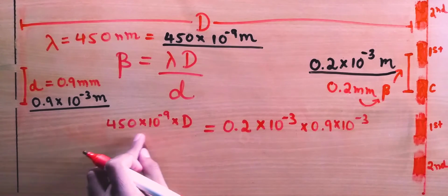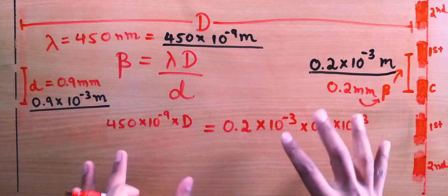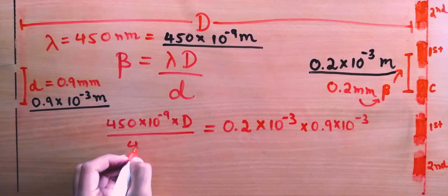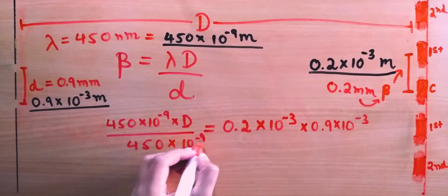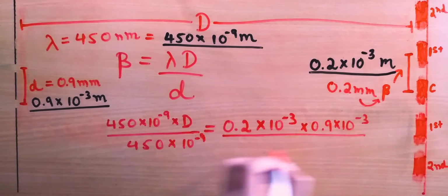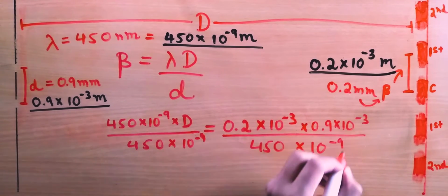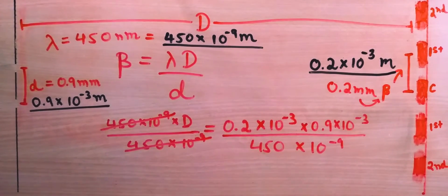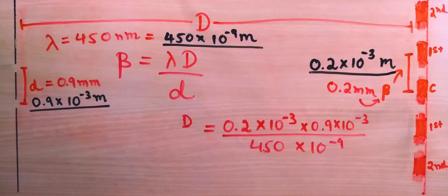Now I have 450 into 10 raised to power minus 9 into D. I need to get rid of this, so I need to divide both sides with 450 into 10 raised to power minus 9. So I divided by 450 into 10 raised to power minus 9, and also on this side 450 into 10 raised to power minus 9, and this whole term cancels out with this term, and I'm left with only a D on this side. So D equals all this thing here.